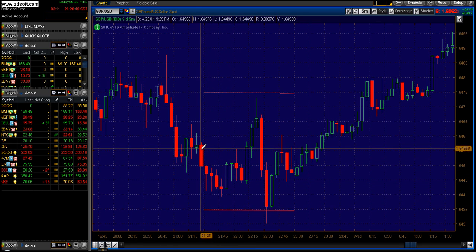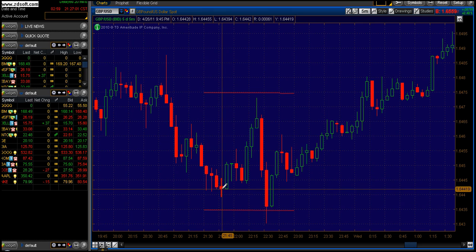So our trend heading into 9:30 is going downwards. So it's one bar, two bar. It's already 9:30, but it's two bars going down. We do nothing. It's three bars. It's four bars. It's five bars at 9:45.